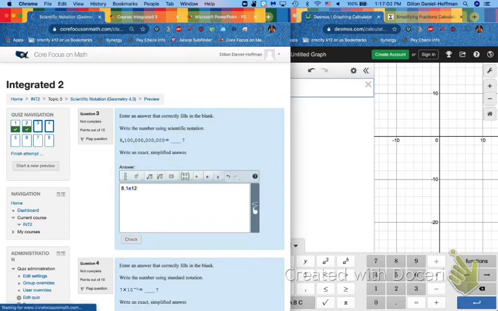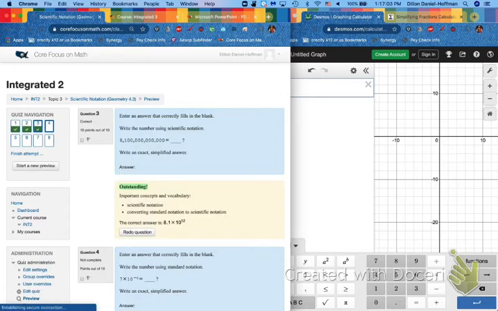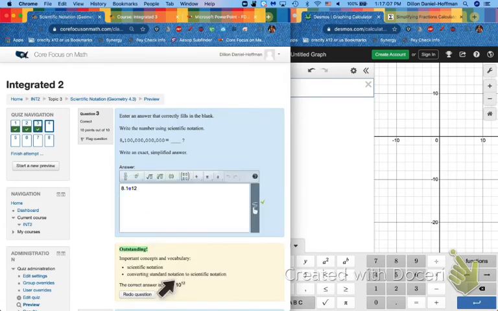It will also be accepted, as it will show you, as 8.1 times 10 to the 12th. Typing in the E version allows you to see both versions when I check it, so I'm going to keep doing that for the rest of the assignment.